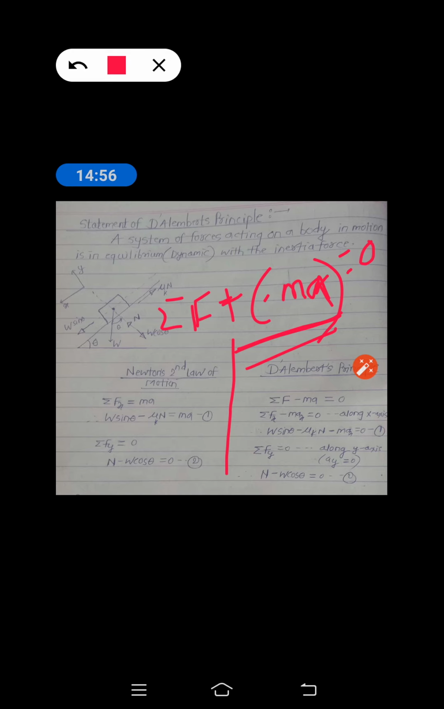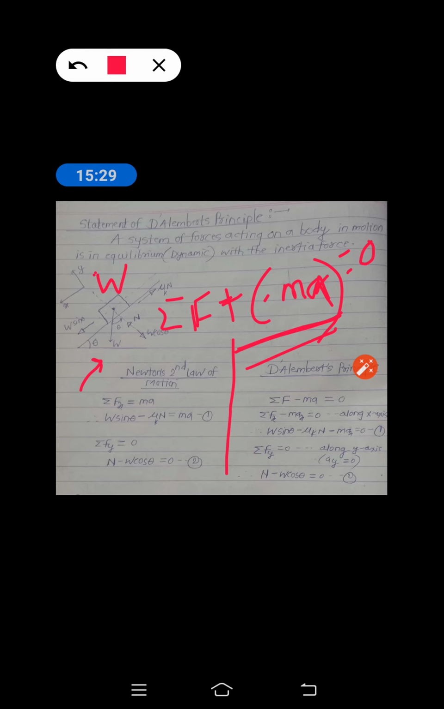Before discussing this difference, let us see another situation. So what is that figure? See this figure. Here one block is placed over an inclined surface at an angle theta. The mass of that block is m, or we can say W is the weight of that body. What is the weight of that body? W. Okay.